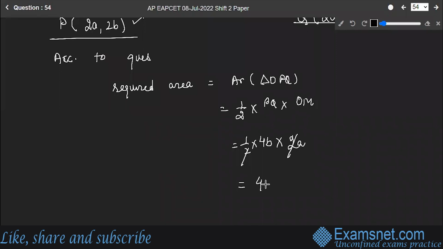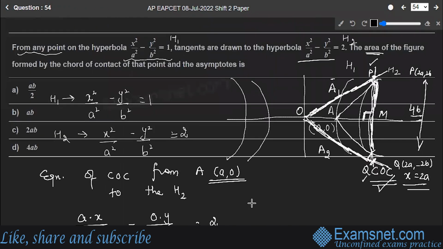These two will be cancelled and you will have 4AP as the required area. This is what you wanted in the question. So let's check with the options. Here we have option D as the answer to our problem. Hope you're clear with this. If you have any doubts, you can rewind this video and watch it again.